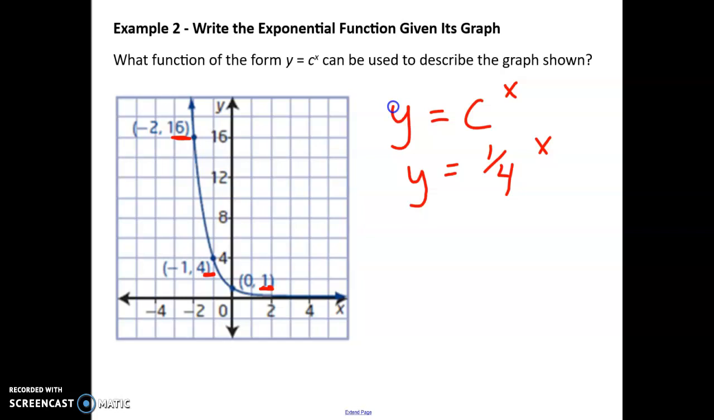Could you predict what the next point would be? After 1? A quarter, right. So you keep dividing by 4. Good job, you guys.